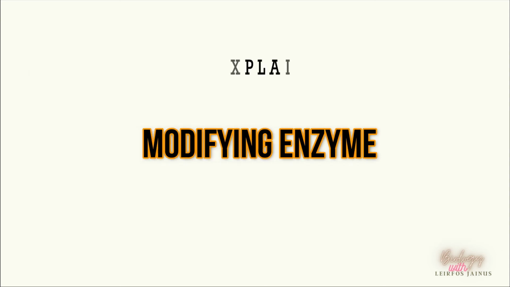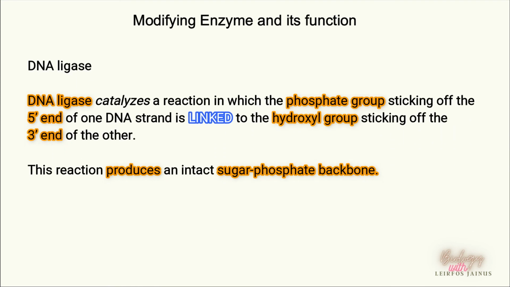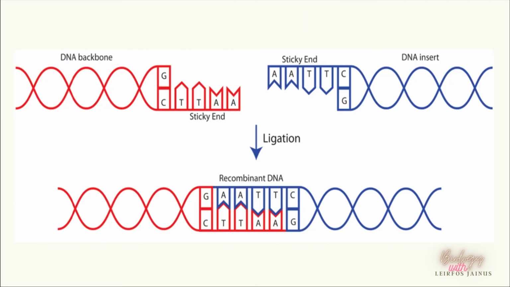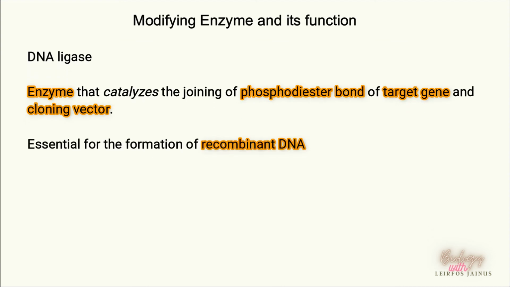Now we will discuss about the modifying enzyme, DNA ligase and Taq polymerase. DNA ligase will catalyze the reaction between the phosphate group of the 5' end and the hydroxyl group of the 3' end of the DNA strand. In recombinant DNA technology, the DNA ligase will seal the backbone or the phosphodiester bond between the target gene and the plasmid to form the recombinant DNA.